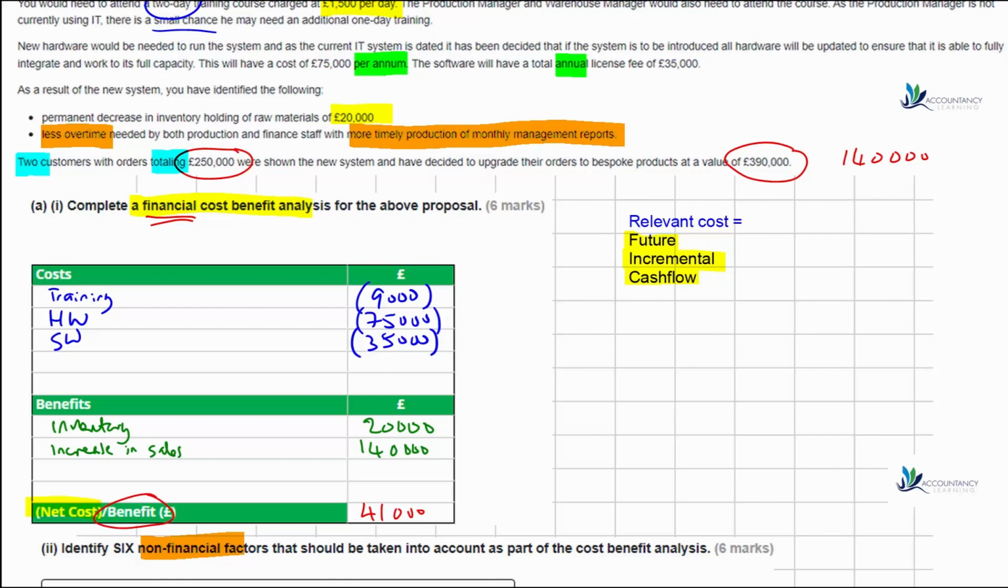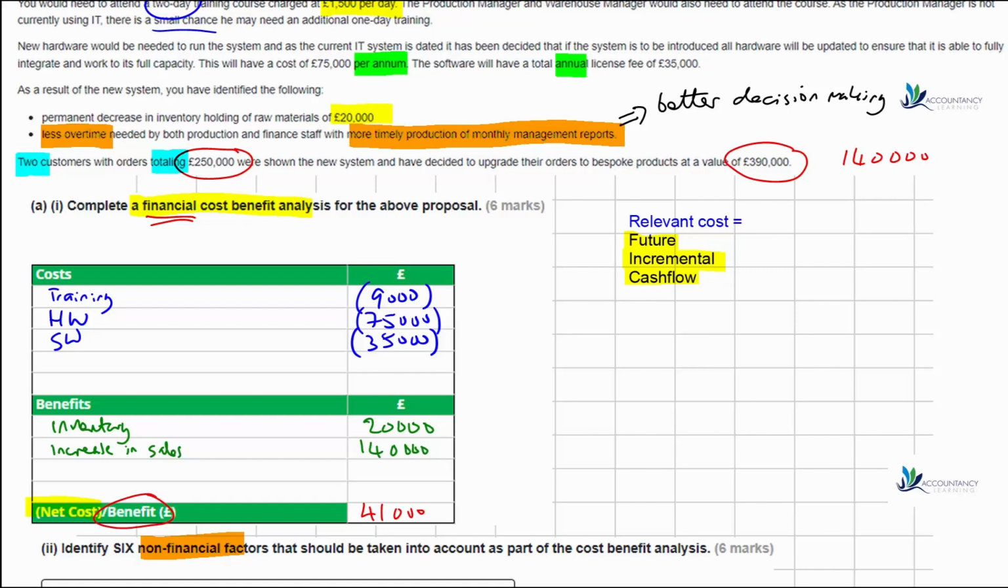Now let's think about the sort of knock-on effect of this. If we have more timely production of monthly management reports, that means that we can also have access to better decision making. More timely information means we can have more timely decisions. And then what about the overtime? So yeah, less overtime is going to be good for our business. That's going to reduce our cost.